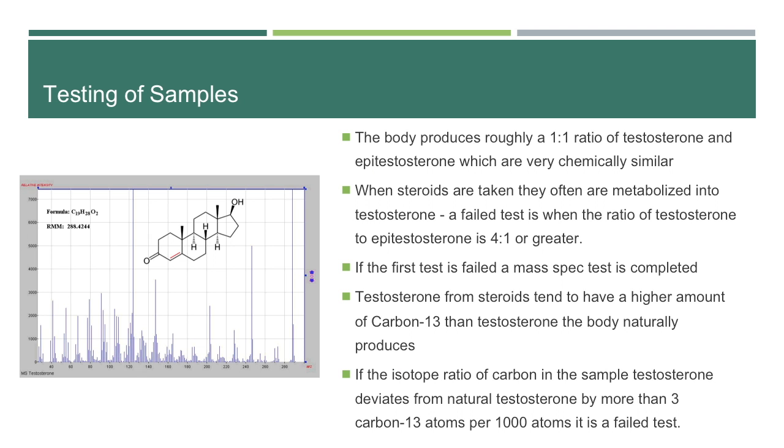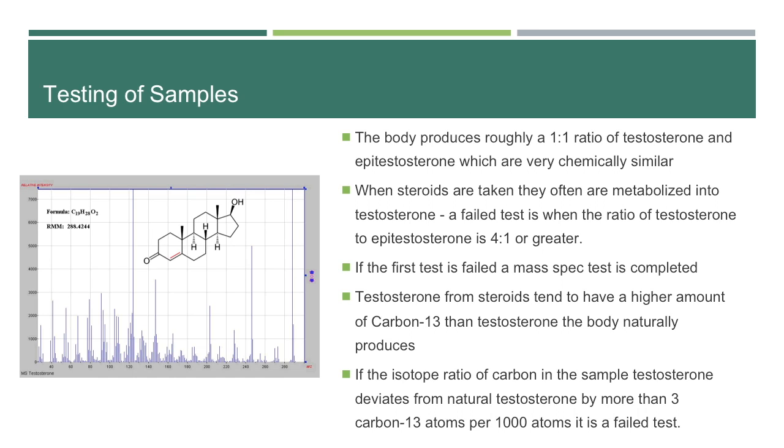Let's take a closer look at the actual testing now. The body naturally produces a ratio of testosterone to epitestosterone at about a ratio of 1 to 1. When you use steroids, the amount of testosterone will actually increase, and a failed drug test is when the ratio of testosterone to epitestosterone exceeds 4 to 1.